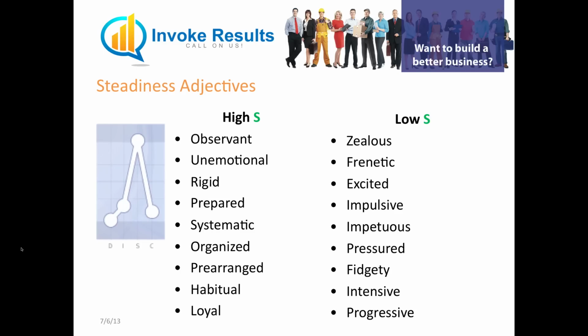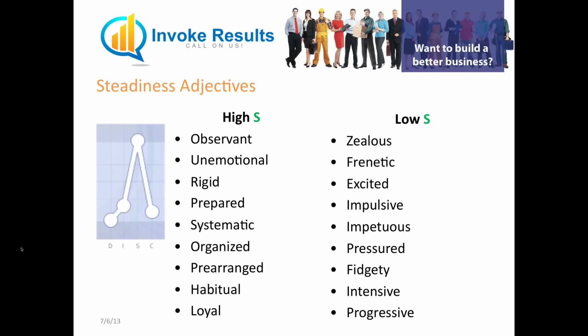Moving on to steadiness. The high S, we've said that they value security and they're about pace. So high S's are very observant. They pick up on changes to their environment and tend to be fairly unemotional, can be quite rigid in their approach. High S's, because they value security, will tend to put a process in place. They'll have a way we do things and they'll stick to that process because it works, why change it?